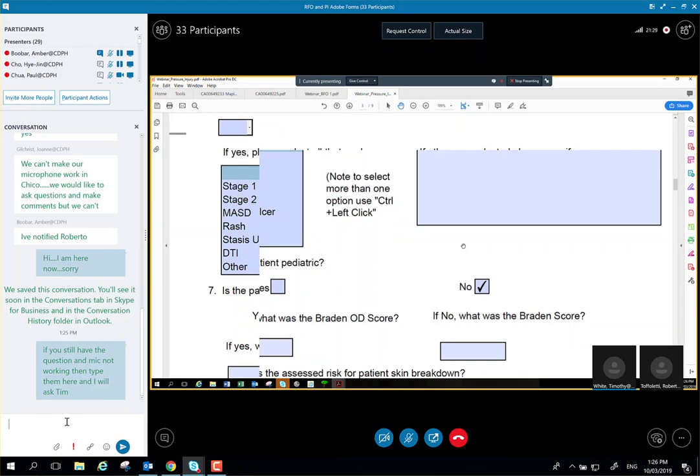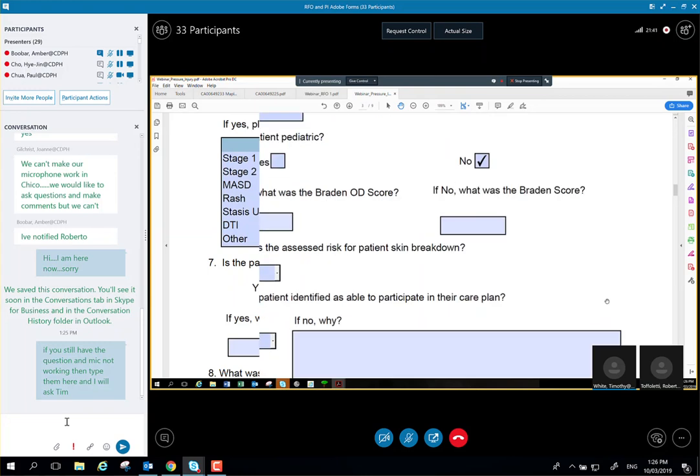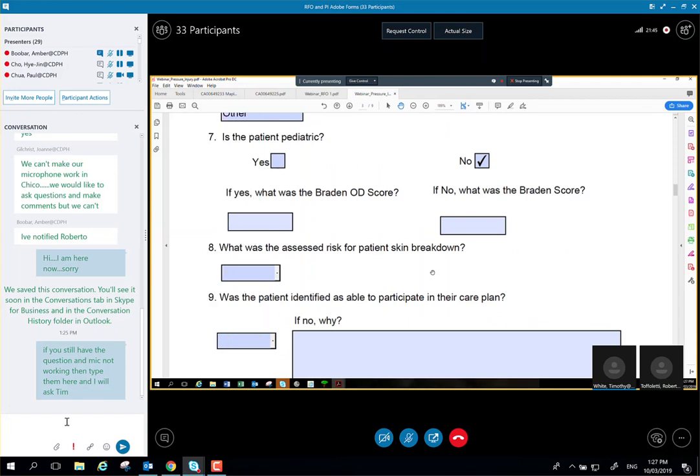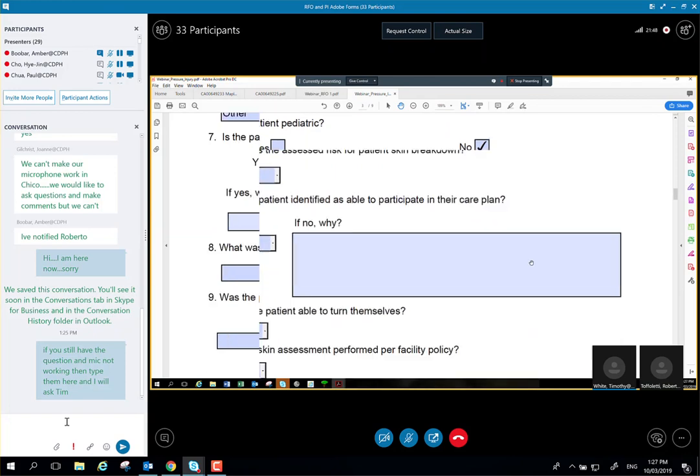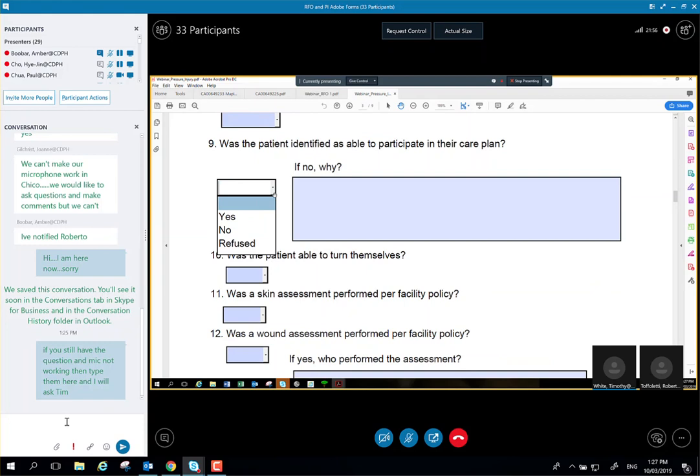Was the patient pediatric? Yes or no? If it's yes, we want to use the Braden QD scale. That's what almost all hospitals are using now for the skin risk. If not, what was the regular Braden scale? And what was the assessed risk? Were they able to participate in their plan of care? And again, it's a yes, no, or they refuse. That also can help you come to your decisions on how you're going to look at this.